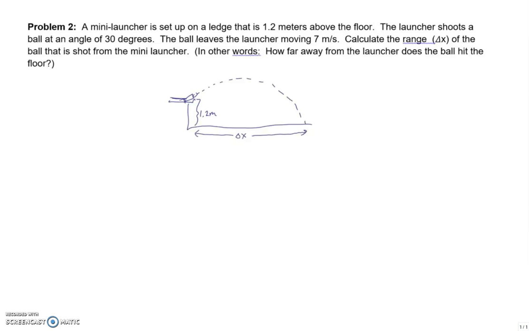A mini launcher is set up on a ledge that's 1.2 meters above the floor. The launcher shoots a ball at a 30-degree angle, and the launcher has the ball moving 7 meters per second. We want to calculate the range of the ball in this case.